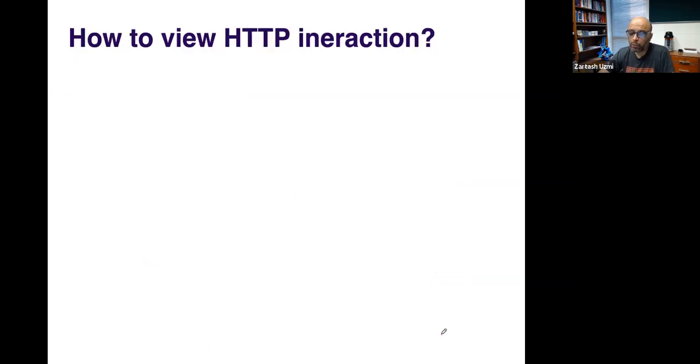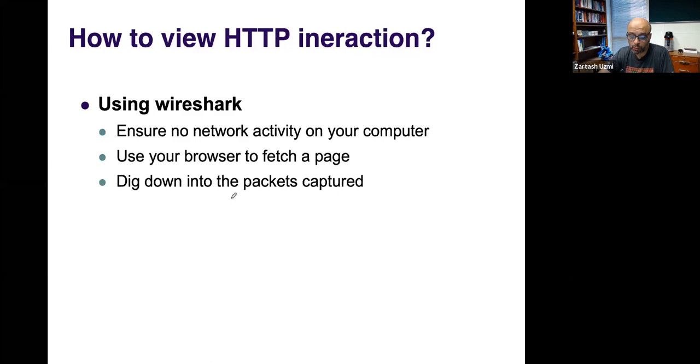So how do you view the HTTP interaction? One thing that we have just described is that you can use Wireshark. And you need to make sure that there is no other network activity on your computer. Of course, you want to see some network activity, but you want to observe. You have to have that network activity, but no other network activity on your computer.